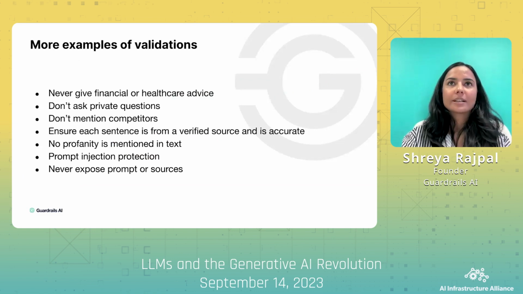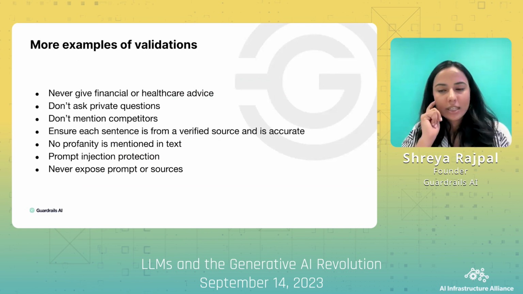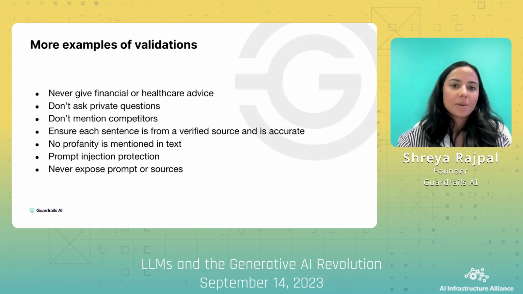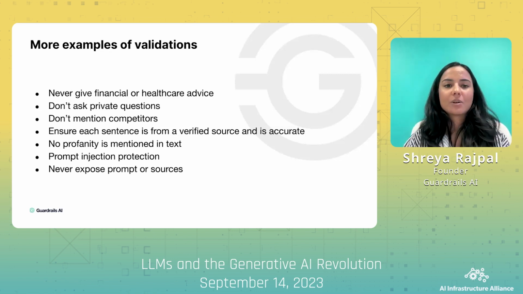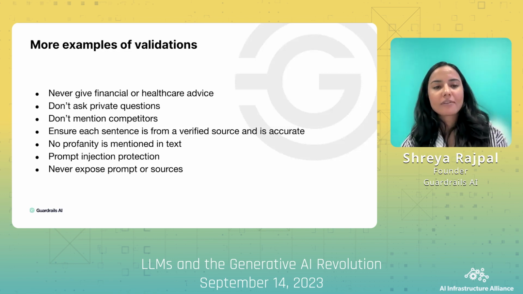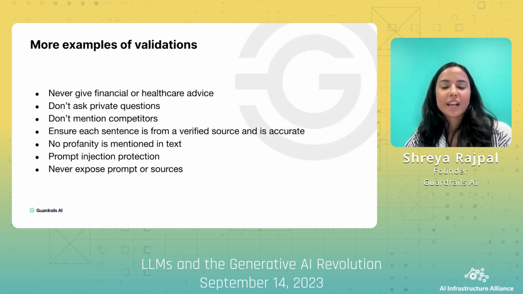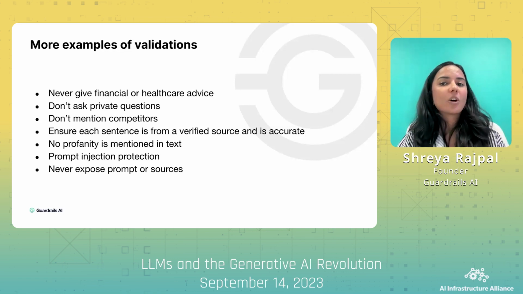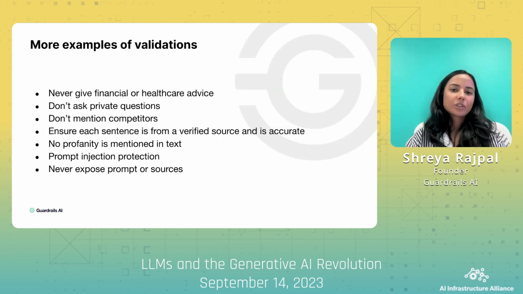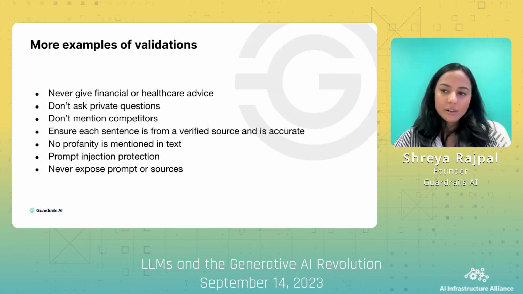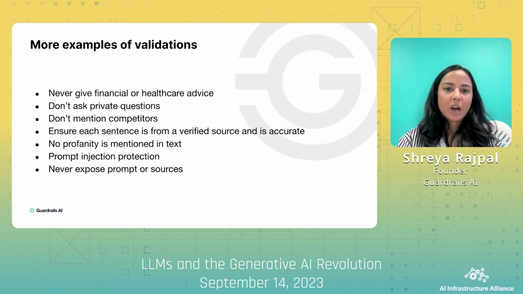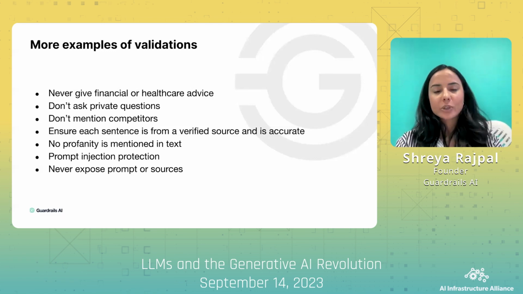Great. So I wanted to share some more examples of validations that are possible with Guardrails. For example, one of the guardrails that you may have is never to give any financial or healthcare advice in the output. So let's say you're building a finance application or a healthcare application, you can add a guardrail that ensures that your string output never contains any financial or healthcare advice. Another one may be to never ask any private questions. If you're building a commercial application, to never mention any competitors of your own company.